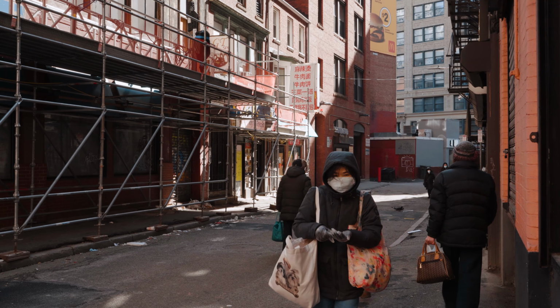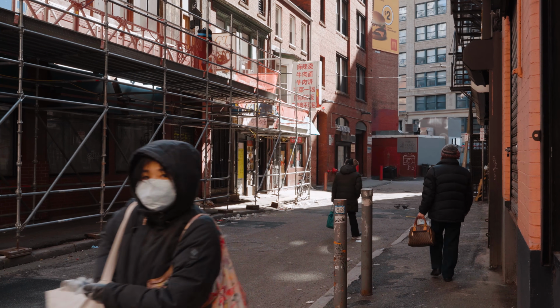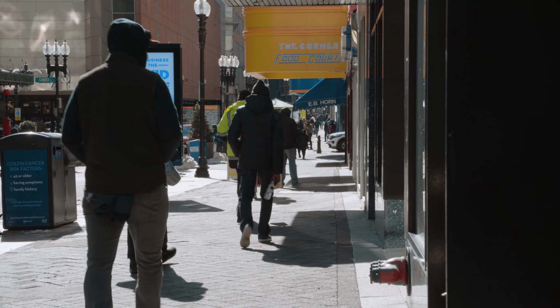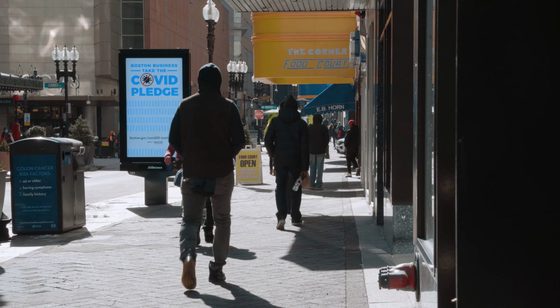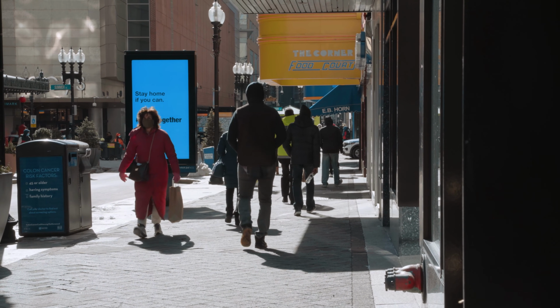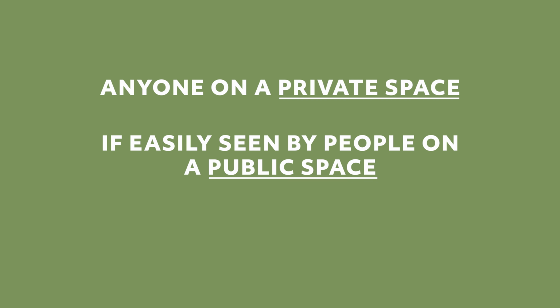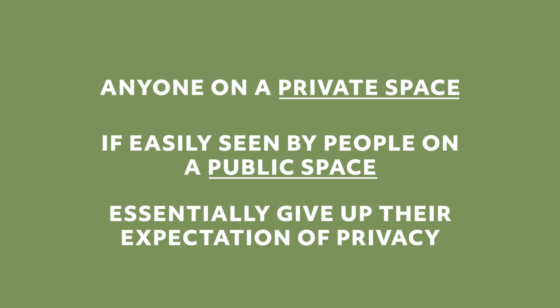And one of the places where a person gives up their expectation of privacy is when they are in a public space, meaning that photographers, more specifically street photographers, have the legal right to photograph you when you're in public. But this also implies that anyone in a private space, if they can be seen by people in a public space, they also essentially give up their expectation of privacy. So say if I was in a business and there's this huge window and I'm next to the window and people on the sidewalk can see me, I'm giving up my expectation of privacy.